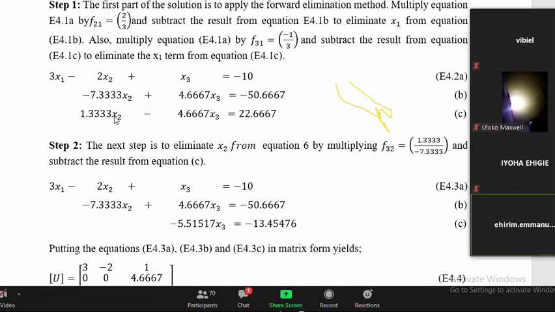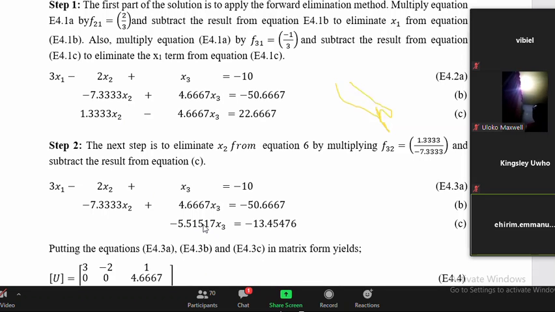Thank you for coming back. Let's see what we have. So this is A22 prime, A32 prime. We want to eliminate x2 from the third equation. It will be A32 prime, 1.3333, divided by minus 7.3333. That's what we are going to do. You can see it is F32. So it is 1.333 divided by minus 7.333. Then we subtract the result from this third equation. When we do that, see what we have.